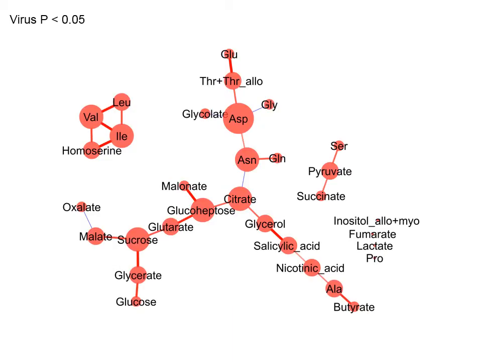But what happened when we have virus? The virus changed everything in terms of network. Instead of having several fragments of connections between metabolites, I mean subnetworks, we have one huge network here. Many metabolites are connected to each other. You have aspartate, and perhaps citrate and sucrose, as the main hubs here.